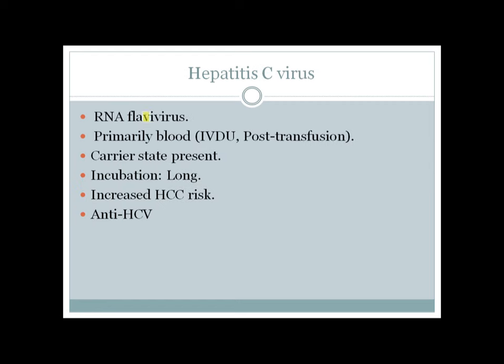Hepatitis C virus is an RNA virus, and it's a flavivirus. It's commonly transmitted through dialysis and also transfusion, and there is a carrier state, very important. The incubation period is long, like hepatitis B virus, and most importantly, it also increases the HCC risk. Both hepatitis B and C viruses cause chronic liver disease, especially in poor and developing countries. One of the important markers for hepatitis C virus is anti-HCV.